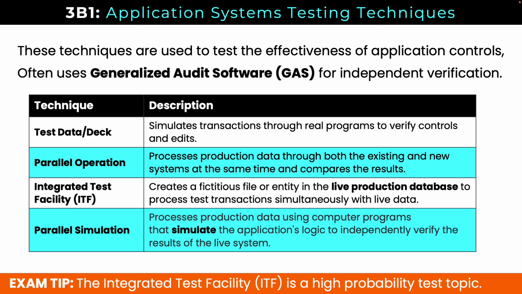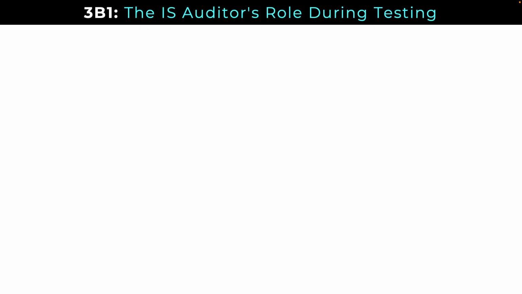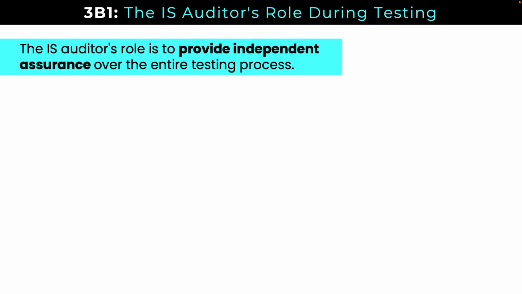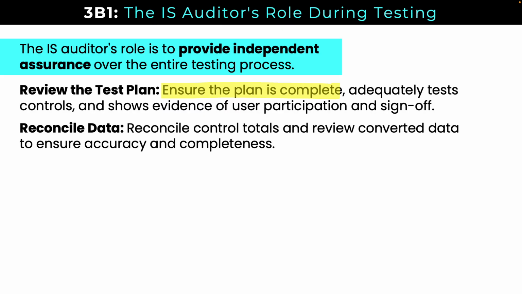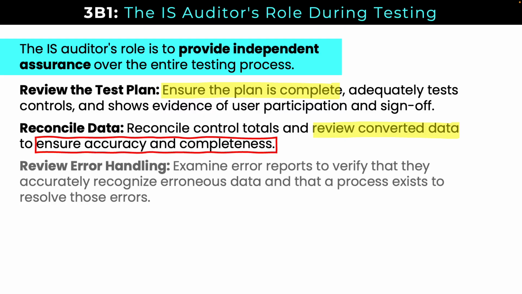Let's talk about your focus as an information system auditor during testing. So your primary focus is to provide independent assurance over the entire process. You review the test plan, ensure the plan is complete, adequately tests controls, and shows evidence of proper user participation and sign-off. Data reconciliation: reconciling control totals and reviewing converted data to ensure accuracy and completeness.